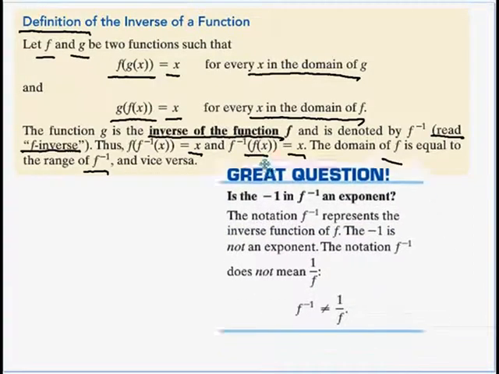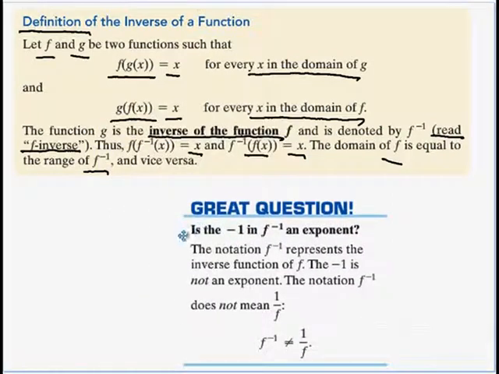And it seems like we got a great question here. Is the minus 1 in f inverse an exponent? The notation f inverse represents the inverse function of f. The minus 1 is not an exponent. The notation f inverse does not mean 1 divided by f. Those are not the same thing.